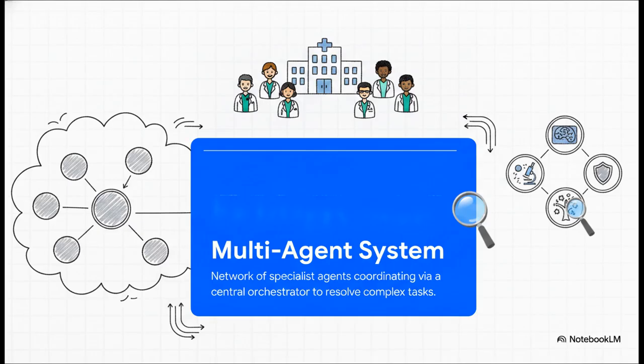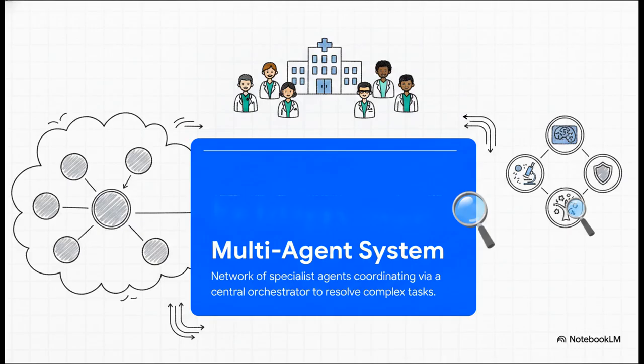We're talking about a network of specialized agents that coordinate to resolve highly complex, integrated tasks. Think of it like a biological tumor board. You'd never rely on just one doctor to diagnose and treat a complex cancer. You bring together a radiologist, a pathologist, an oncologist, a surgeon, the whole shebang.